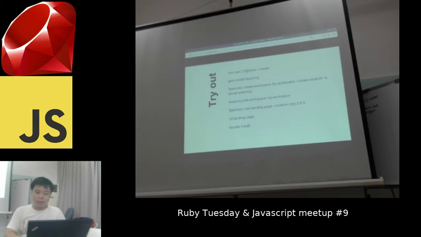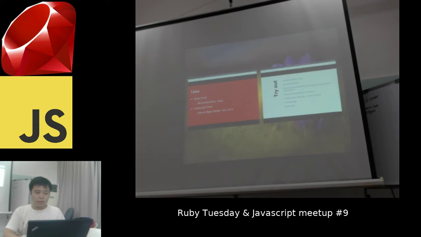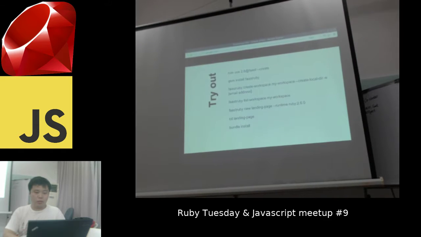And then Fast Ruby new landing page. This is where you create the function. New something means you create a new function with what runtime. You need to specify the runtime to run on. And then you cd to that folder, then you bundle install. Okay, so explanation. I'll explain the handler.rb, index.html, spec. Let's open the code.